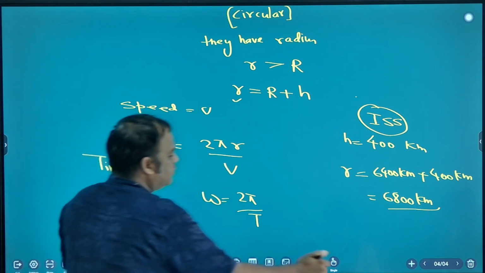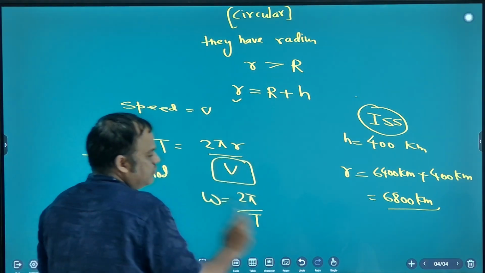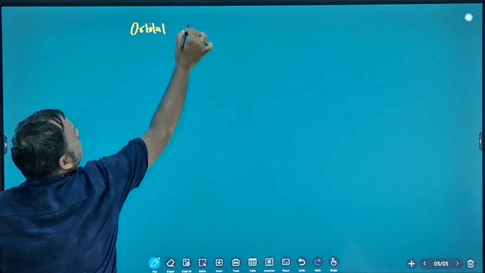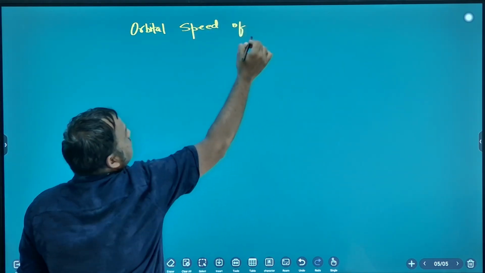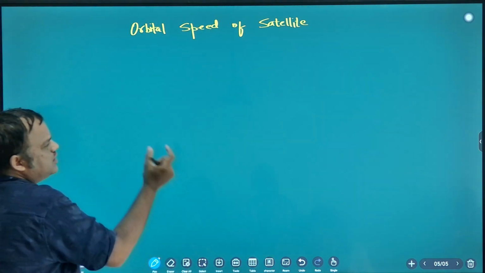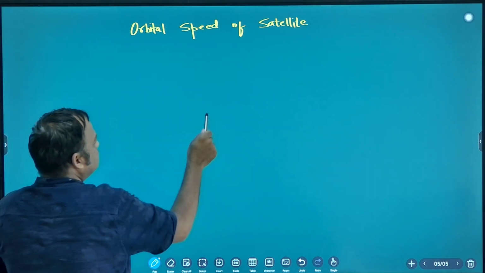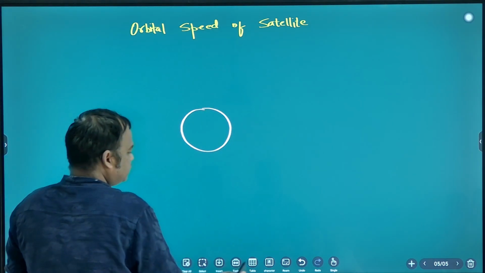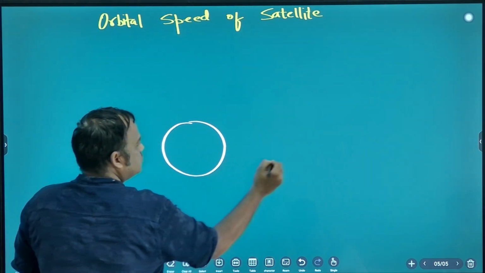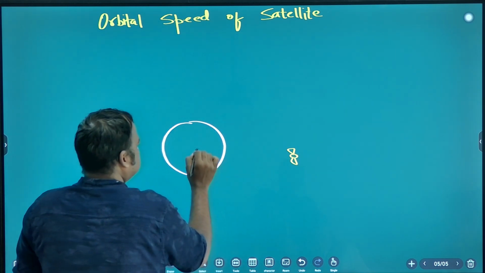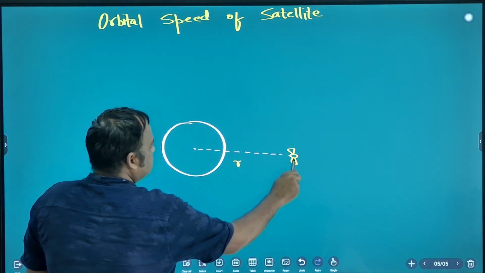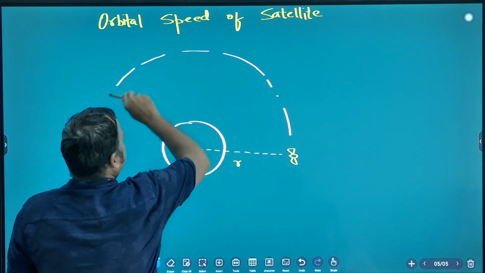Now we are deriving. Okay, note down. Next topic, write down: orbital speed of satellite. Now one small, important derivation. See, suppose this is Earth and this is the satellite. The radius of the orbit of the satellite is r. Now this satellite is performing circular motion.